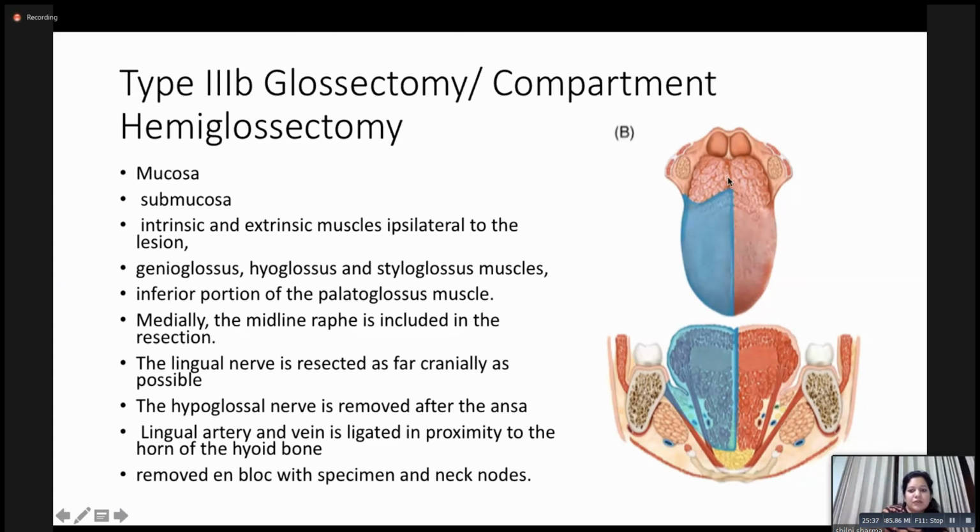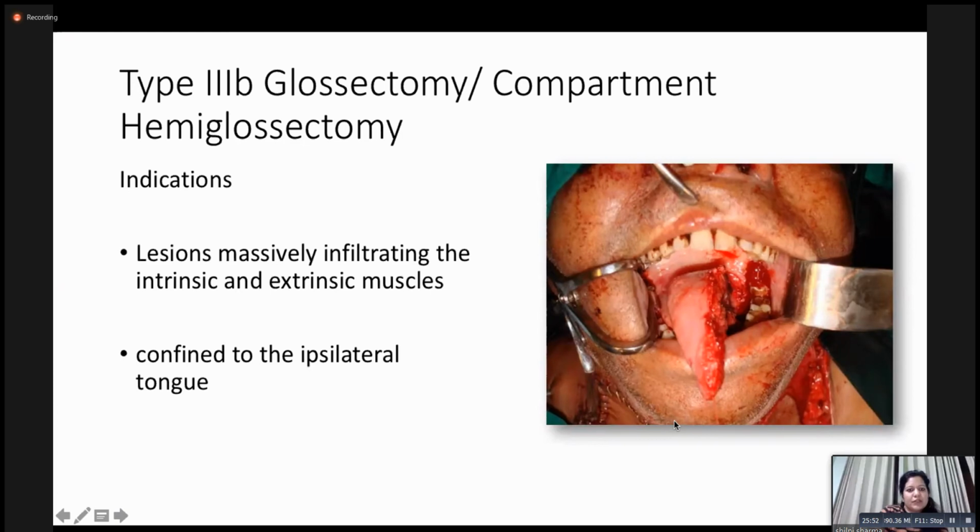You give your medial cut over the midline raphe and you cut the lingual nerve, lingual artery and hypoglossal nerve at the hyoid. And they suggest that it should be kept along with the neck dissection specimen. So this will probably be the defect of the classical compartment hemiglossectomy, where this is your cut at the midline septum and you don't preserve any part of the extrinsic muscles.